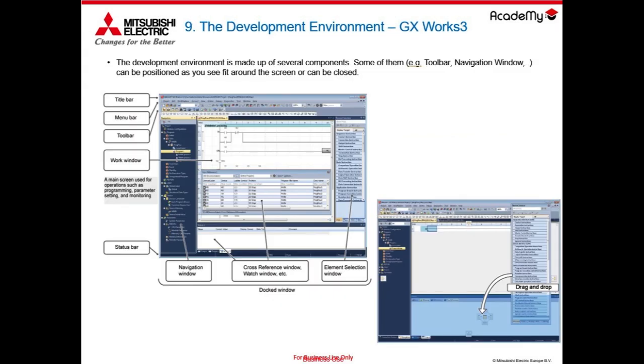The development environment is composed of several components. Some of them can be positioned as best suits. Therefore, the concept that we will see is that the development environment is composed of many windows, most of which can be resized, moved, and placed inside their own work window. Therefore, from this point of view, the software gives the user the freedom to configure the environment based on their own needs.